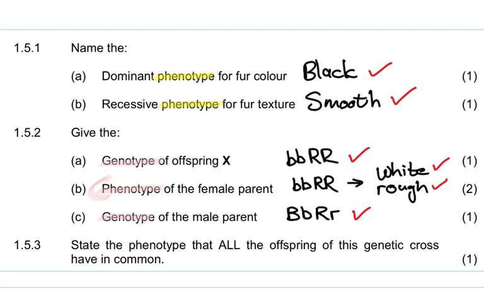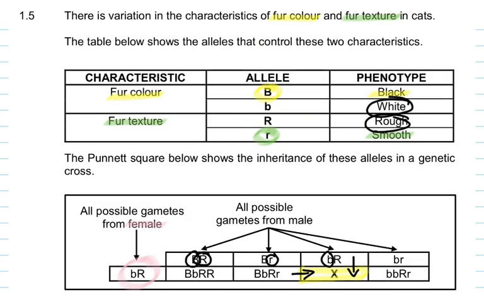And then the last question, question 1.5.3: state the phenotype that all the offspring of this genetic cross have in common. So now we're going to have to go and have a look, and I'm going to erase some things here so that we can just see what we're going to have going here. What do they all have in common? So let's take our highlighter again.